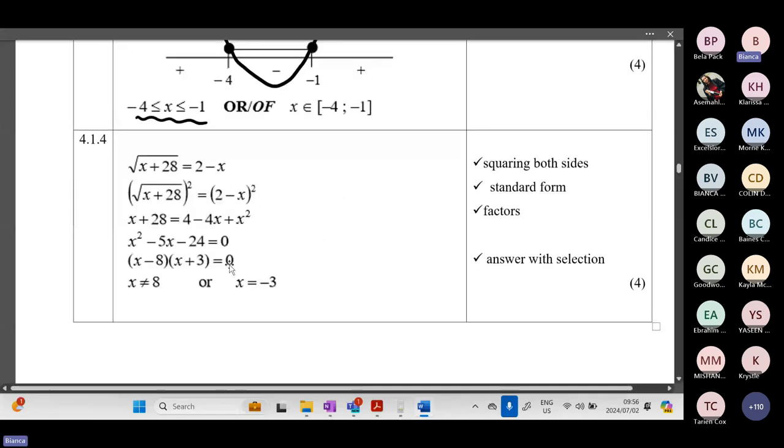4.1.4. Look here. Yeah, it's just going to take a few seconds. There it is. All right. One mark for squaring both sides. You don't get the mark for the little square. You get the mark for actually the answer of the squaring. So the mark is there.